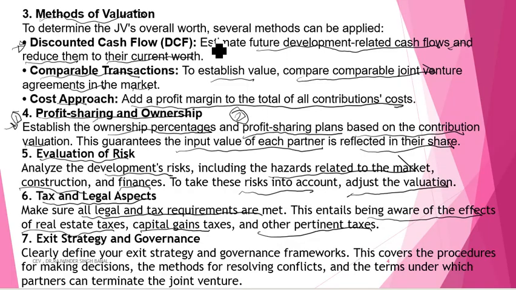Then, of course, you have to decide exit strategy and governance. So, clearly define your exit strategy and governance frameworks. This covers the procedures for making decisions, methods of resolving conflicts, and the terms under which partners can terminate the joint venture.